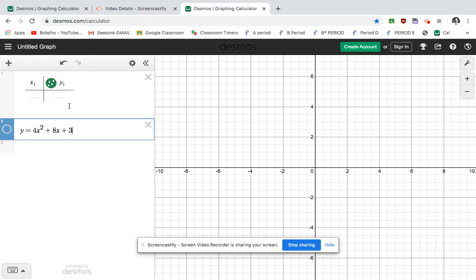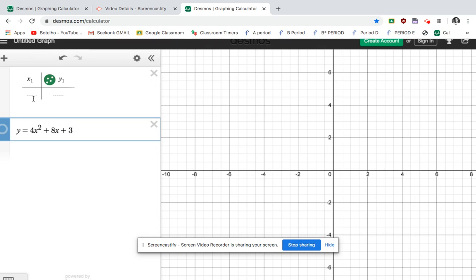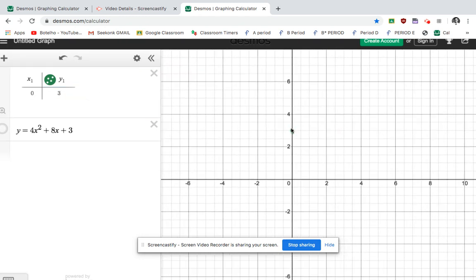So the first table of values, that's the easiest one that you might always want to start with, is this 3. You know that from the lesson that we did today. That's always your y-intercept. So I'm going to put 0, comma 3. Okay, and there it is. It puts a dot for me right there, 0, comma 3.